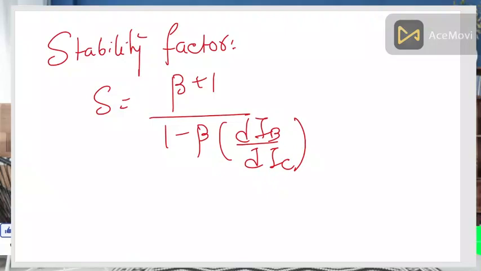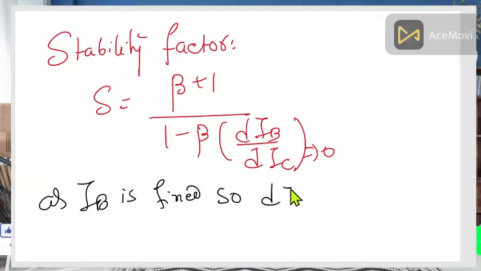In the fixed bias method, IB is independent of the collector current. Base current is fixed, it is independent of collector current, or you can say, since we have fixed the value of base current, this quantity is going to be 0. So dIB by dIC is equal to 0. So what you get? S is equal to beta plus 1.